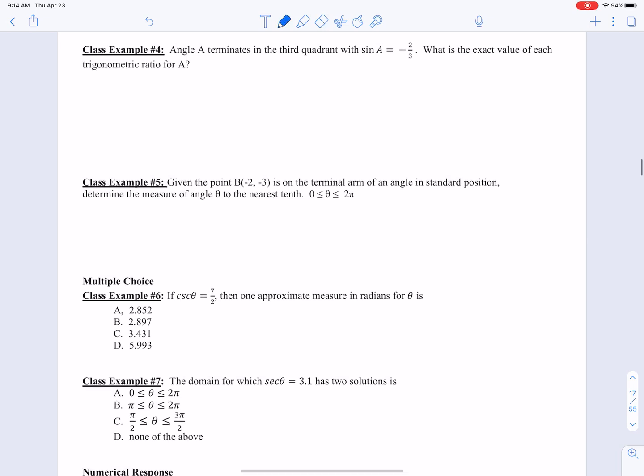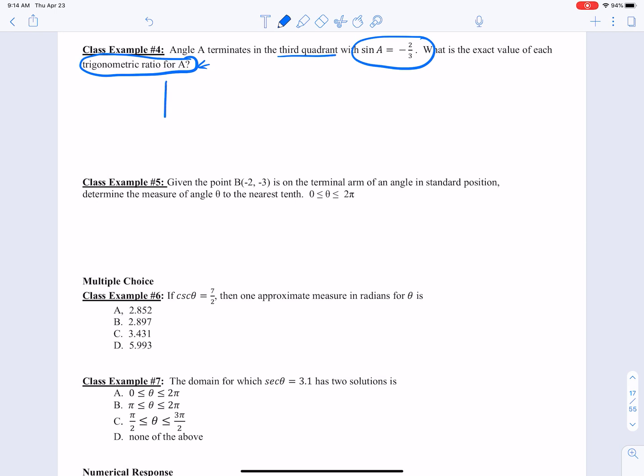All right, we're back. Let's take a look at class example number 4. Angle A terminates in the third quadrant with sine equal to -2/3. What is the exact value for each trigonometric ratio for A? So we're looking for a ratio, therefore we need to build a triangle.